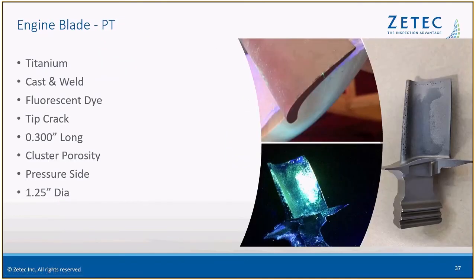This is an engine blade done with dye penetrant. This is actually a titanium material cast in weld. And here there's a tip crack. You can see the tip crack right there. But there's also some cluster porosity going on the pressure side of the engine blade. The tip crack was about 0.3 inches long, and the pressure side, the cluster porosity, was about 1 1/4 inch diameter.